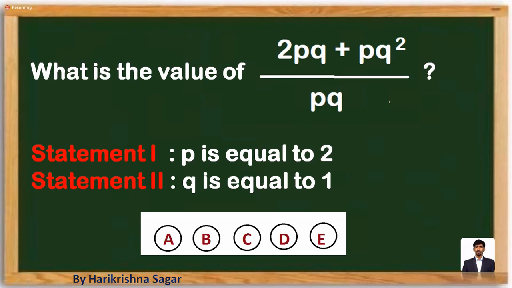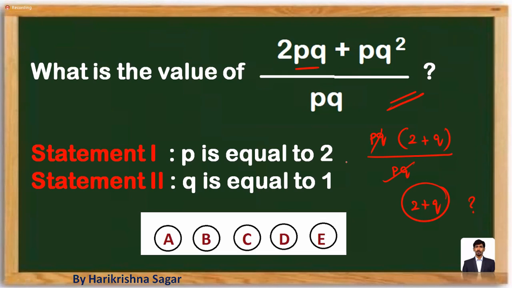They are asking us to find this value: 2pq plus pq square divided by pq. In order to find this, if you take out pq as a common factor in the numerator, you will get 2 plus q. If you keep pq in the denominator as it is, pq gets cancelled. Overall, what is required is the value of 2 plus q.